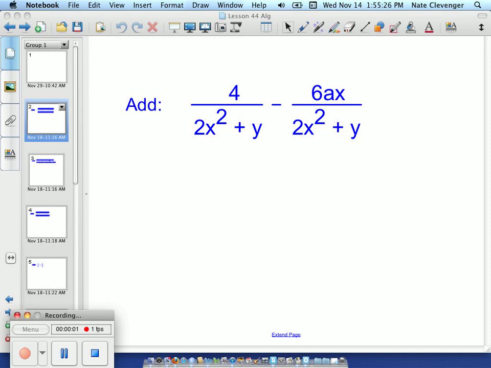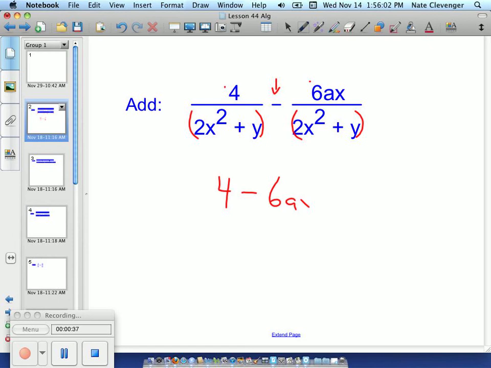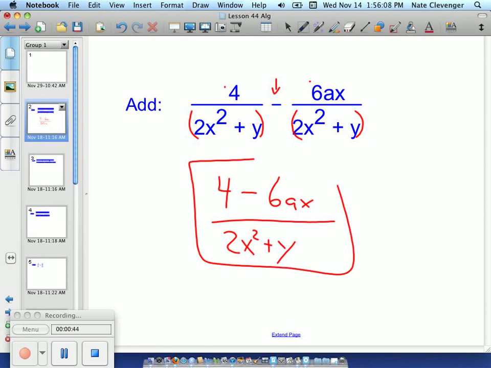To start off, this first one has a common denominator, or each one does, because what we want to do in here is, when we have addition or subtraction, we want to look at these parts as being grouped together. So are the denominators the same on both of these fractions? Yes. So to then subtract or to add, we just work across. 4 and 6ax are not like terms, so we're just going to write it as 4, and then the sign between them, minus 6ax, all over 2x squared plus y. That is your answer for that one.